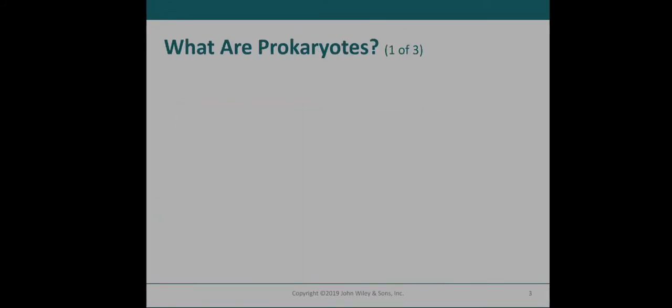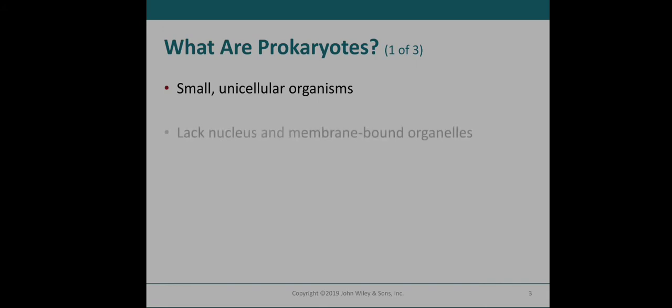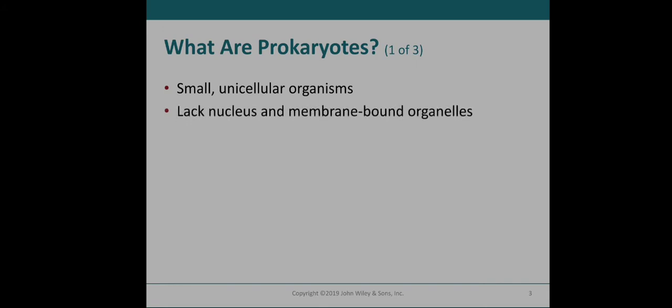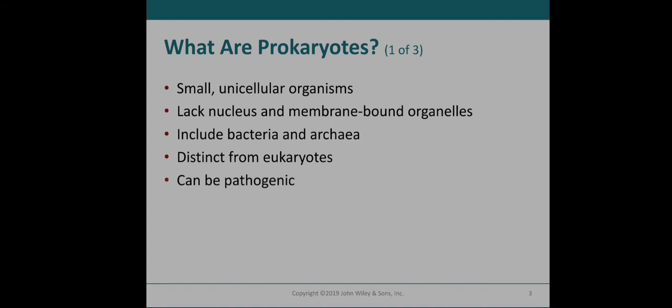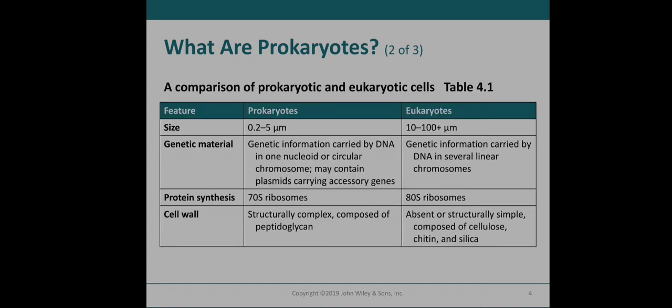First of all, let's define prokaryotic organisms, or prokaryotes. They are small unicellular organisms, which means their whole body is just made up of one cell. They lack a nucleus and membrane-bound organelles, and this is one of the main differences they have from the other group of cells, the eukaryotic organisms, or the eukaryotes. Under the prokaryotes, we have the bacteria and the archaea. As I said before, they are distinct from eukaryotic organisms. Some prokaryotes can be pathogenic, but some of them can also be beneficial to us.